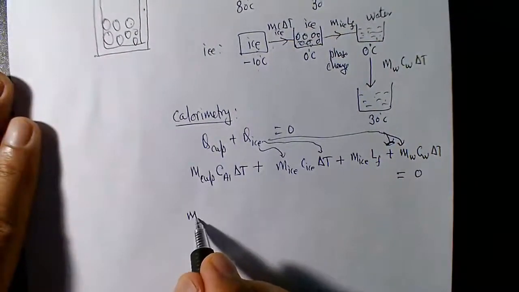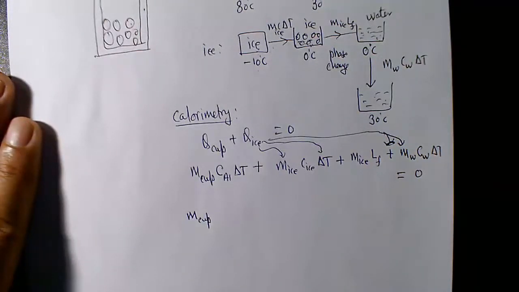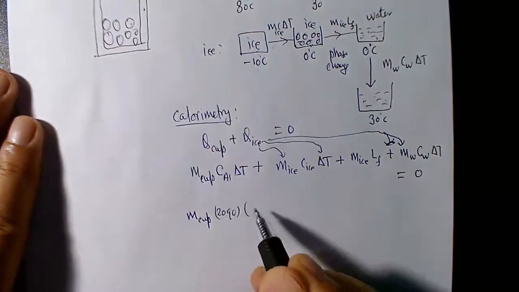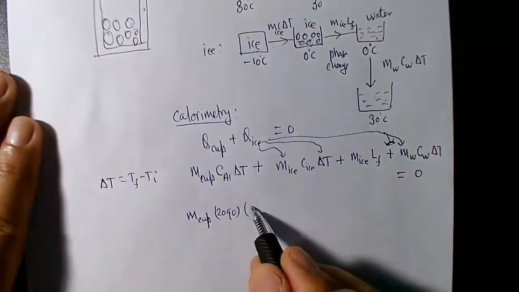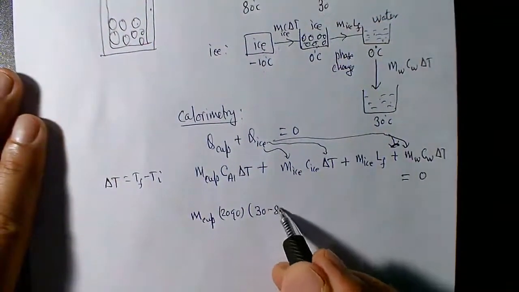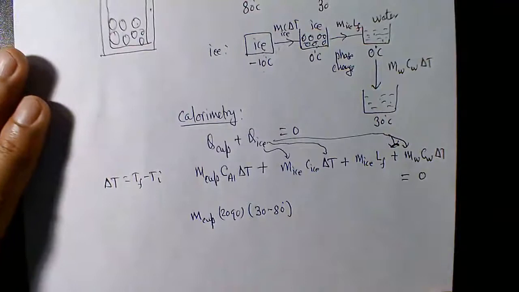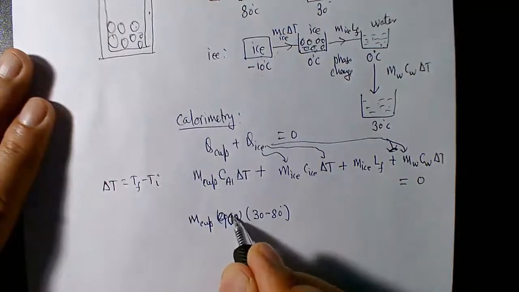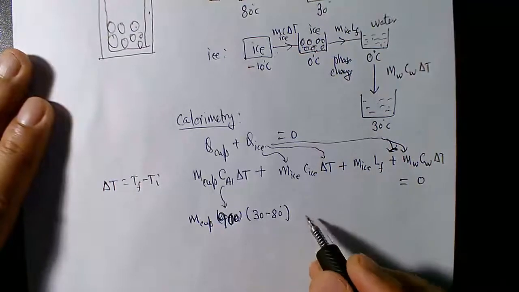So mass of cup, we don't know. We are calculating that. Specific heat capacity of aluminum, which again you can find from the reference table. And delta T is always final temperature minus initial temperature. So final temperature is 30 degrees, minus initial temperature 80 degrees. Okay, and then what else? No, I'm sorry, the specific heat capacity of aluminum is 900.